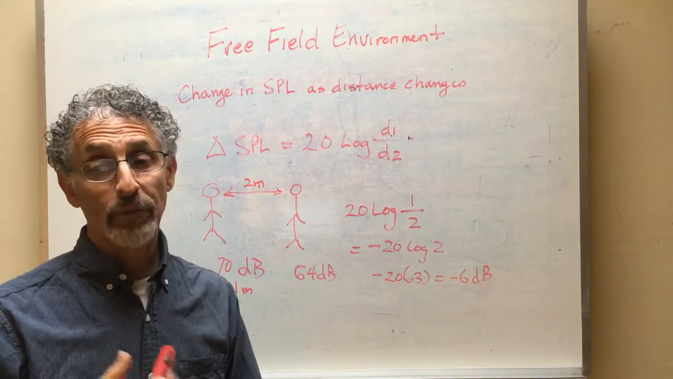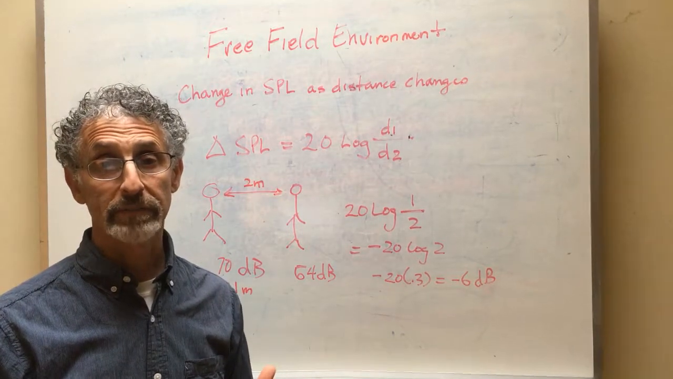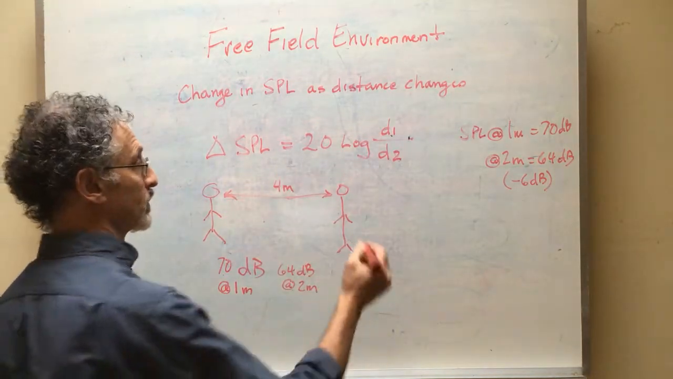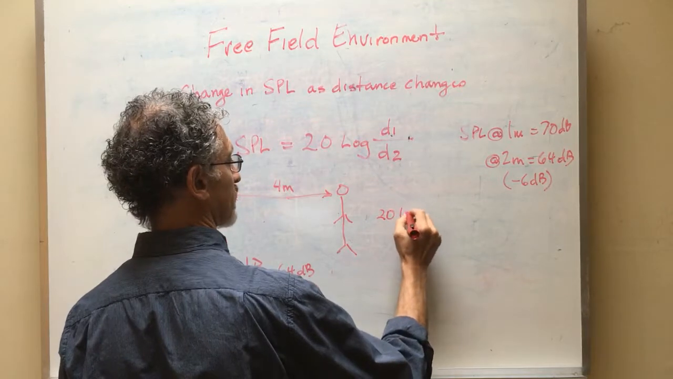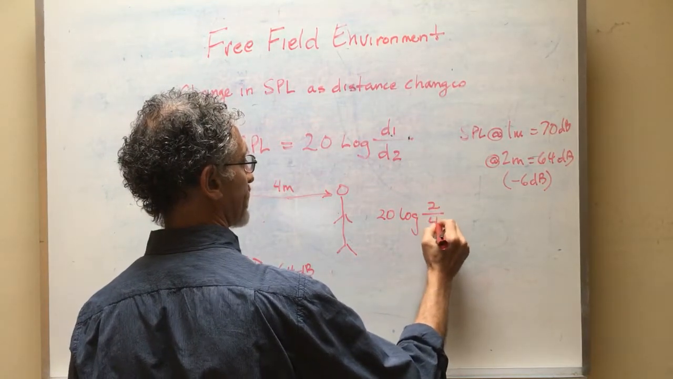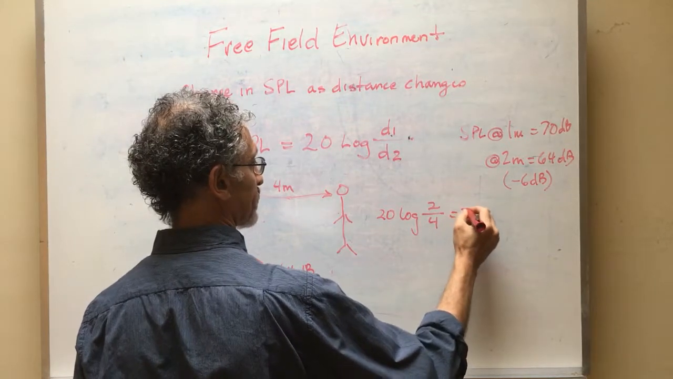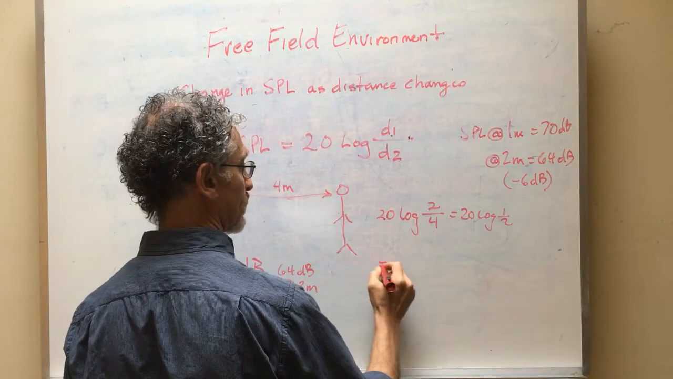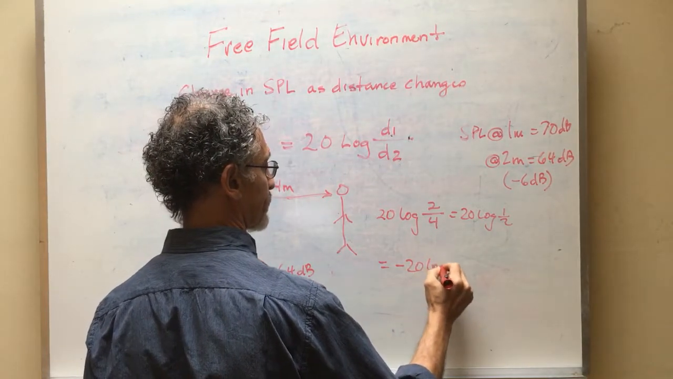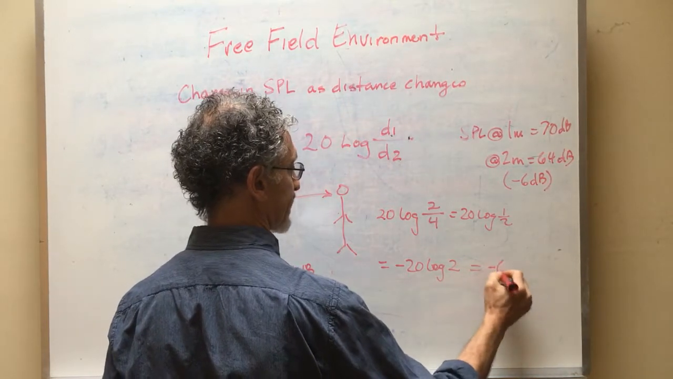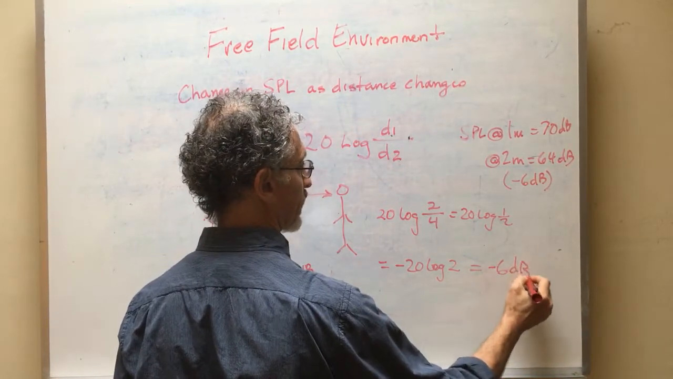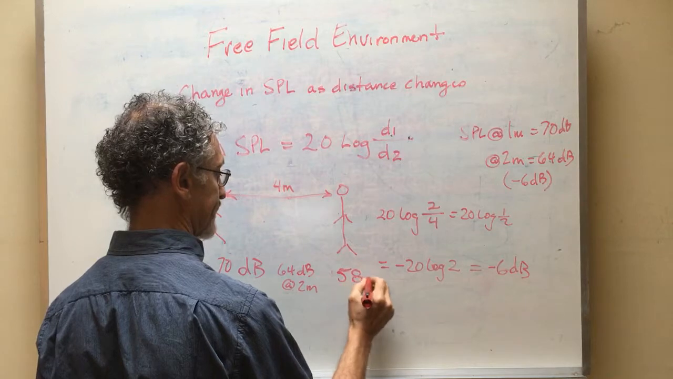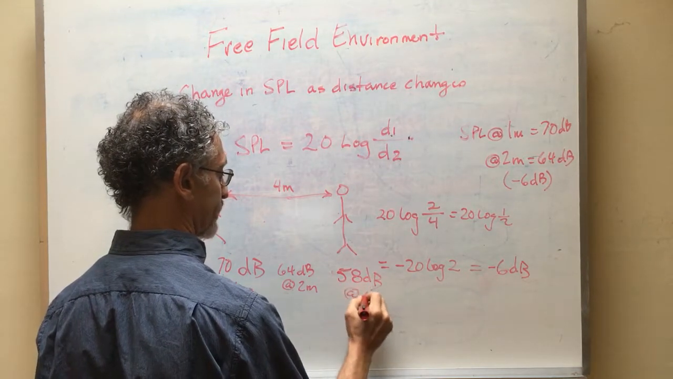Let's see what happens now if we go from 2 meters to 4 meters. So the change in SPL is 20 log d1 over d2. So we have 20 log of 2 meters over 4 meters. 2 over 4 equals 20 log of half, which equals minus 20 log of 2, equals minus 6 as before. So we would then go to 58 dB at 4 meters.